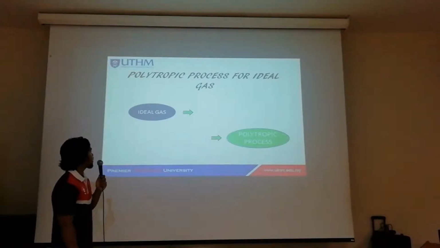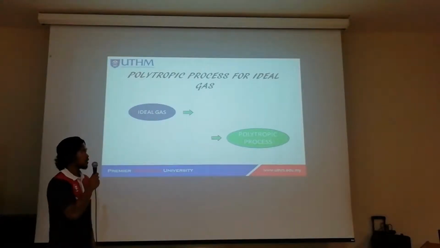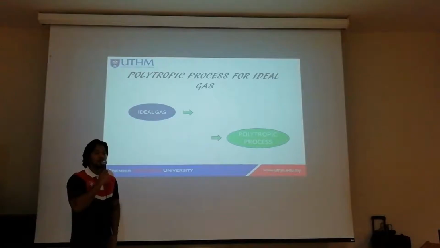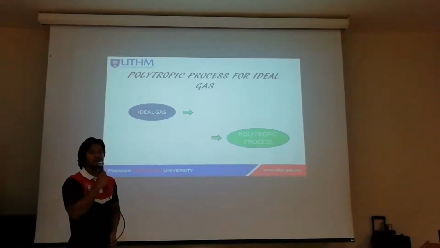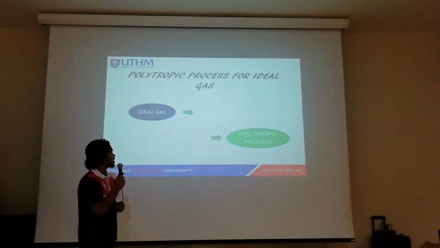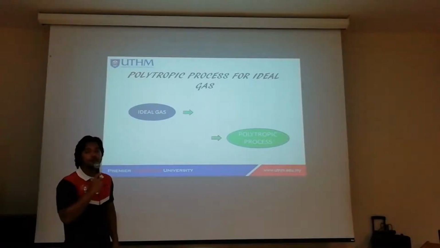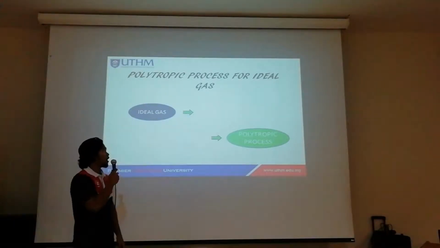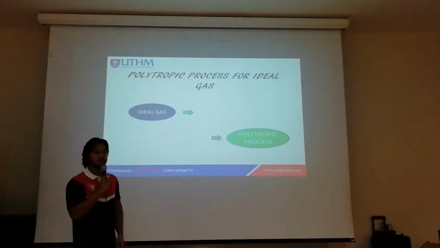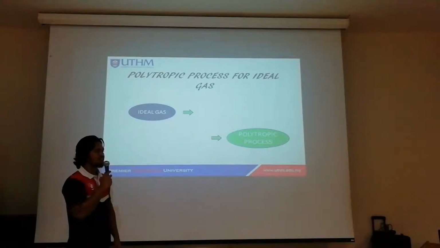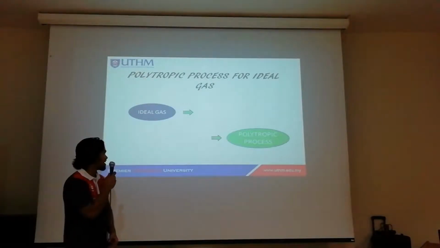This chapter is a little bit hard to understand, so I hope you guys pay very detailed attention to the slides. So this slide is about the polytropic process for ideal gas. So what is ideal gas? Ideal gas is a term for a gas which is ideal.